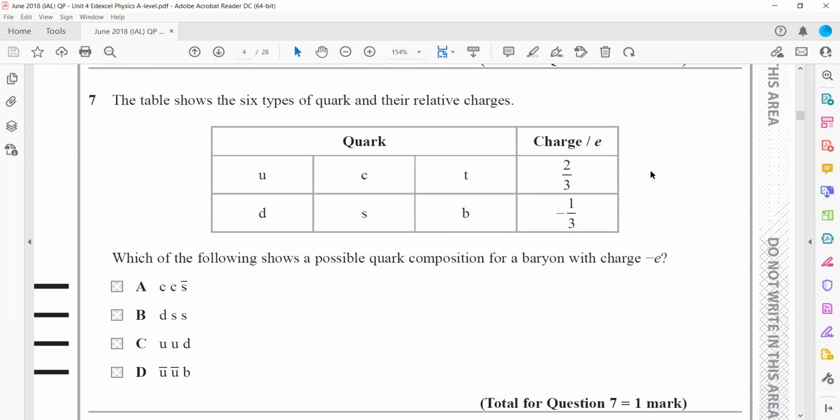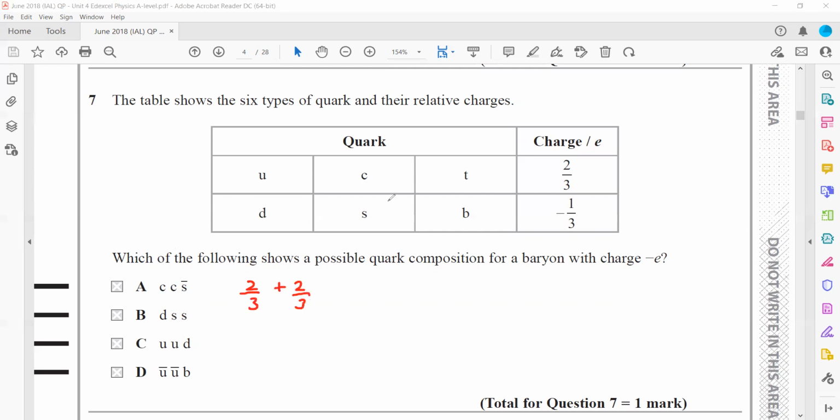So which one has the same charge as an electron? This refers to the charge of an electron. The relative charges are 2 by 3, 1 by 3. When we check for charm, it is 2 by 3.